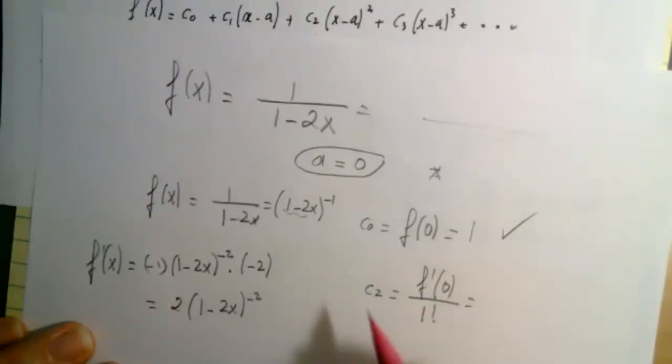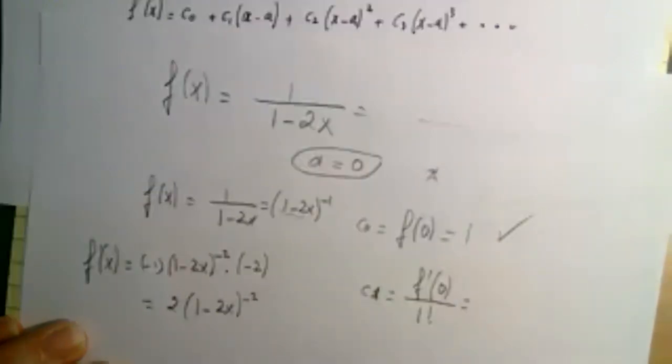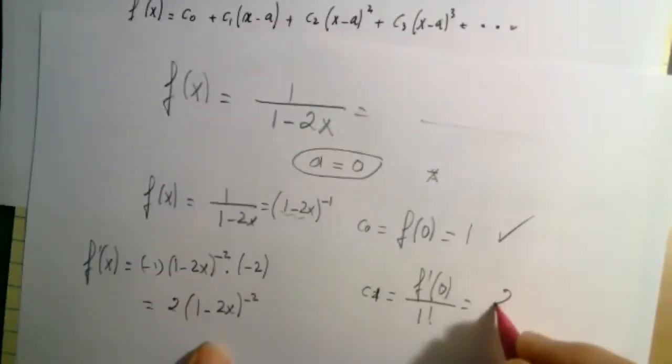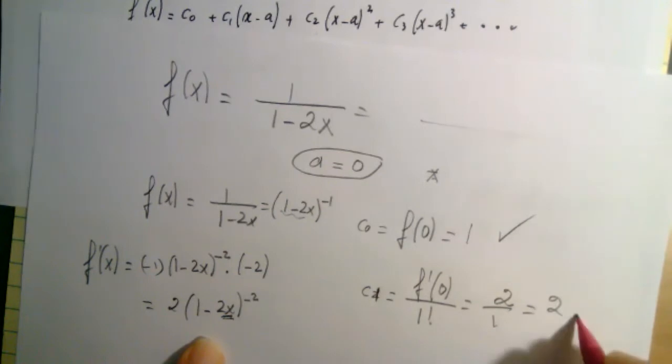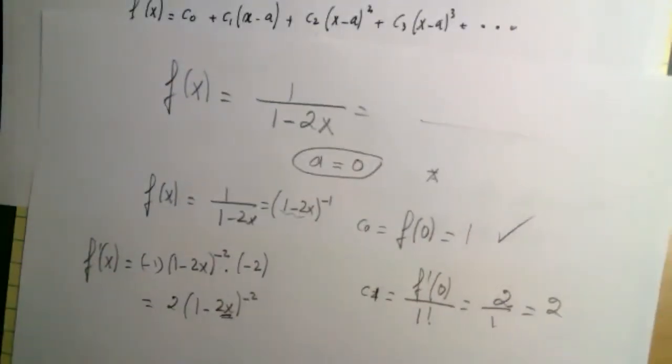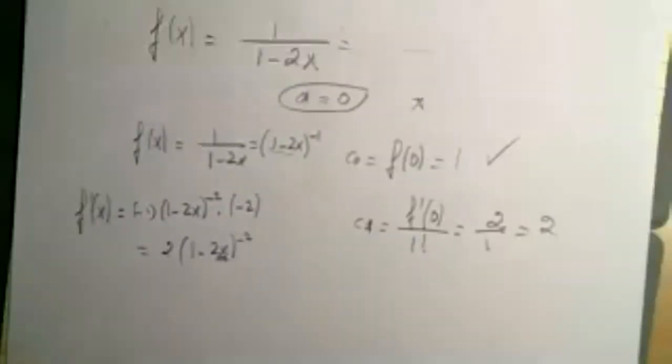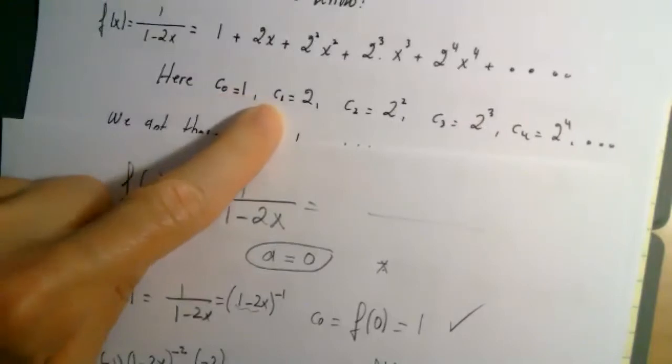This theorem tells me that C1 is the derivative at 0 over 1 factorial. It means I plug in 0 in here, divided by 1, which is equal to 2. So according to this formula, C1 equals 2, which is exactly what we had by writing it the other way. I'm trying to show you that using this formula is the same thing as what we've done so far. So that's exactly what we got, C1 equal to 2.